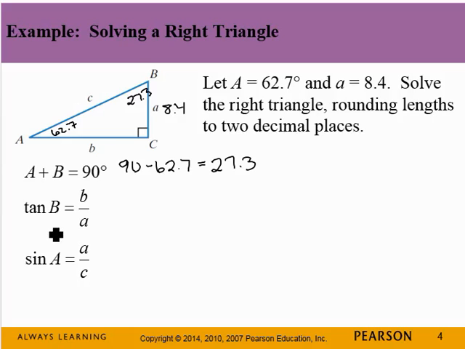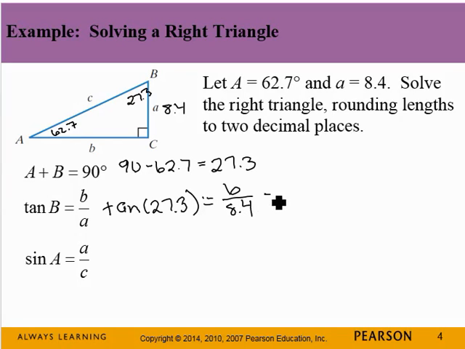Now, in order to find side B, we're going to use tangent because we can. We don't have C, so we need to find the measure of B, so we have A and B. If you don't have your hypotenuse, you want to use tangent because tangent doesn't use the hypotenuse. So this means you're going to have tangent 27.3 equals your side B over A, which is 8.4.